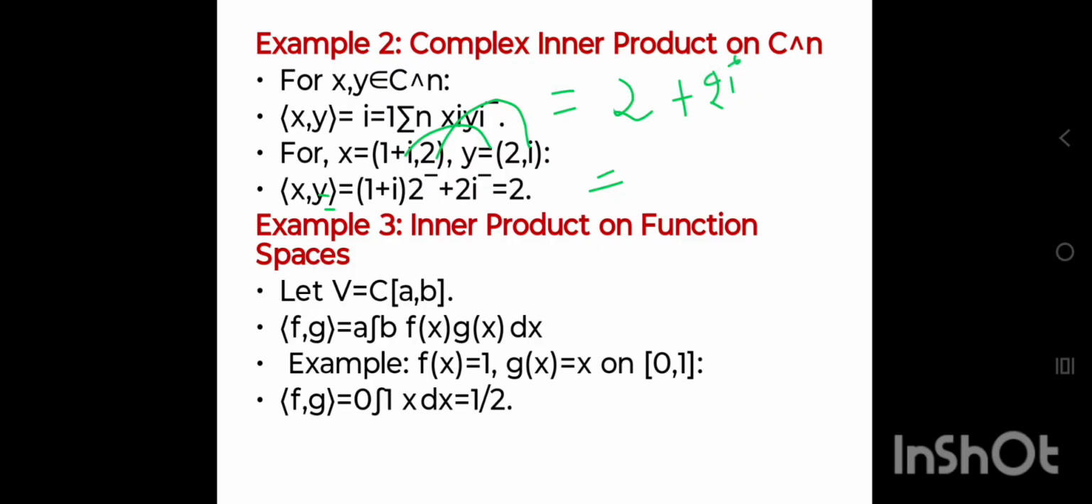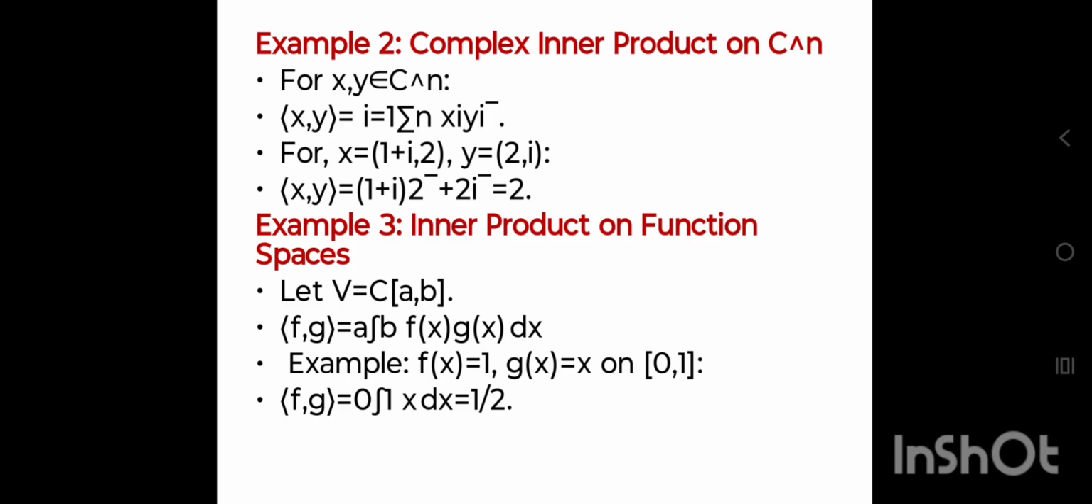For the second term, i bar means we get minus i, so minus 2i. So we cancel the terms, and we get 2. Therefore inner product ⟨x, y⟩ equals 2.